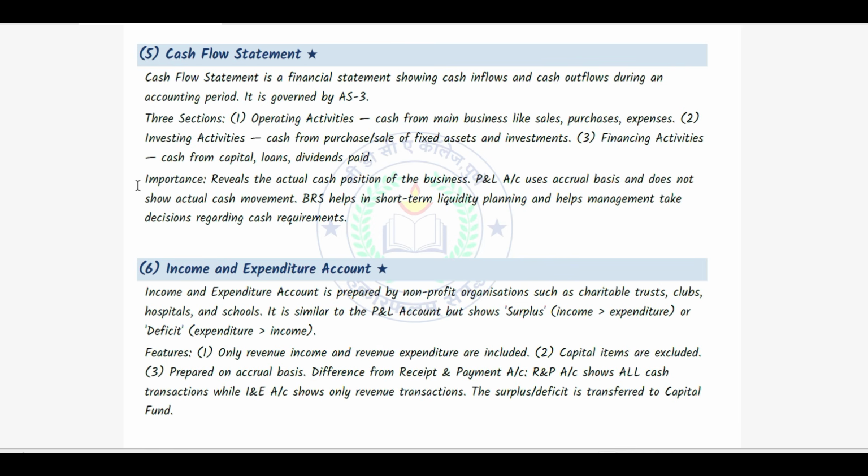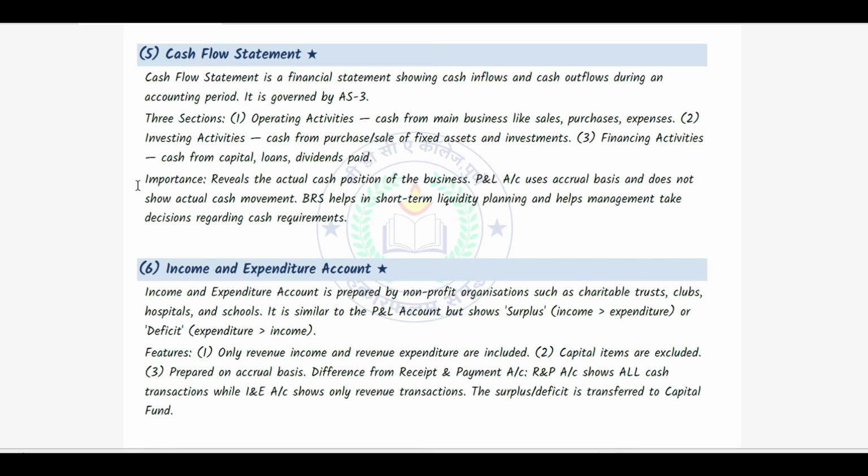What is the importance of the cash flow statement? It reveals the actual cash position of the business. Profit and loss account uses the accrual basis, and does not show actual cash movement.